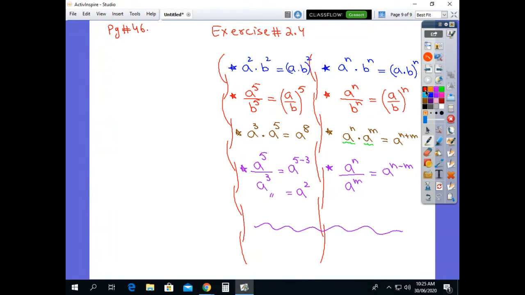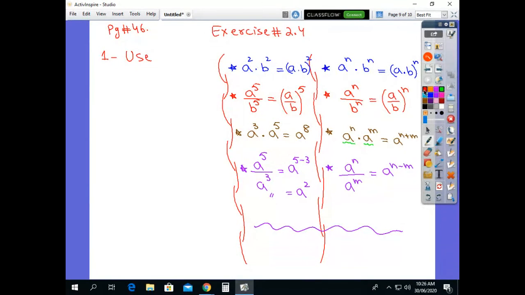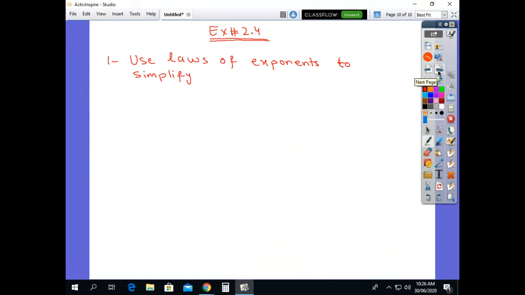The first question of the exercise is, if we move on to the next page, it's better. Exercise 2.4. The first question is, use laws of exponents to simplify. To simplify the question, here we use the laws of exponents. These are the laws of exponents. We use these laws to simplify such questions.